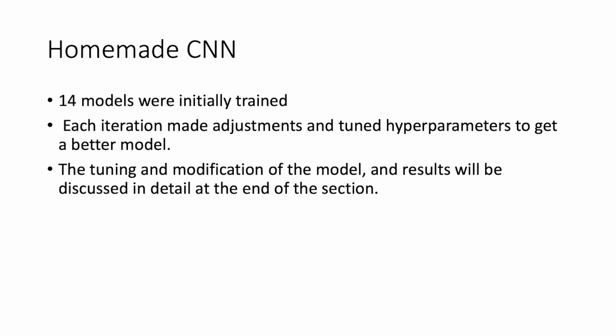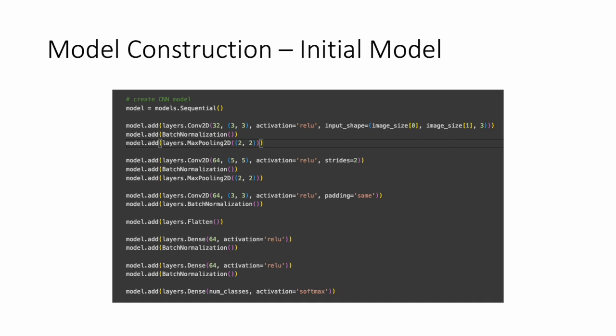Initially, 14 models were trained. At each iteration, adjustments were made based on the analysis of the model, tuning the hyperparameters and changing the architecture in order to try to get a better model. Here's the architecture of the initial model we started with. There's 3 convolutional layers as well as 2 fully connected layers before the final output layer.